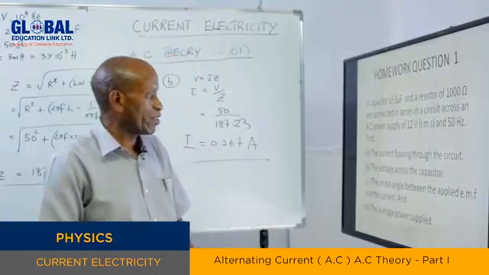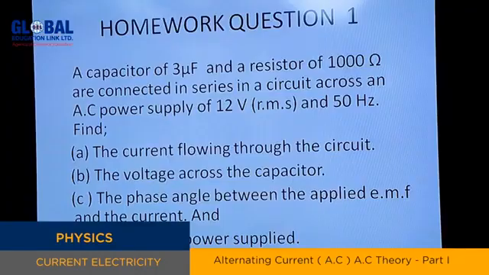This is question 1, and it goes like this. A capacitor of 3 microfarad and a resistor of 1000 ohms are connected in series in a circuit across an AC power supply of 12 volts, root mean square, and of 50 hertz. A, find the current flowing through the circuit.